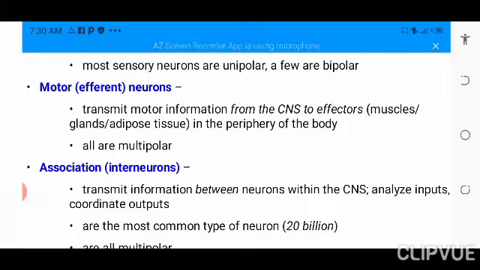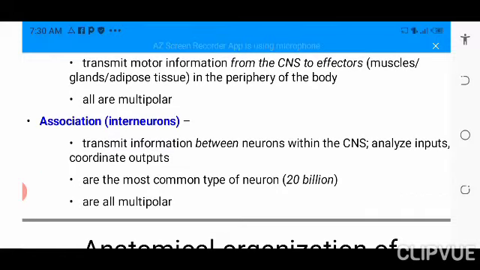Note that most motor neurons, they are actually multipolar. Now, most sensory neurons are either unipolar or bipolar. But for motor neurons, most of them, they are multipolar. This can be MCQ and you must take note. Most sensory neurons are either unipolar or bipolar in nature, but most motor neurons, they are multipolar in nature.